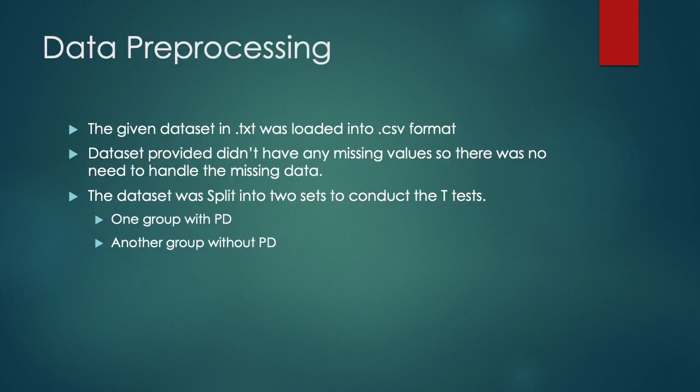So the next step is data pre-processing. The given data set is in .txt, so we have converted it into .csv format. In this data pre-processing, we are looking for missing values. For this we are using the function isNull. This involves filling missing values, smoothing noisy data, detecting and removing outliers, and resolving inconsistencies.